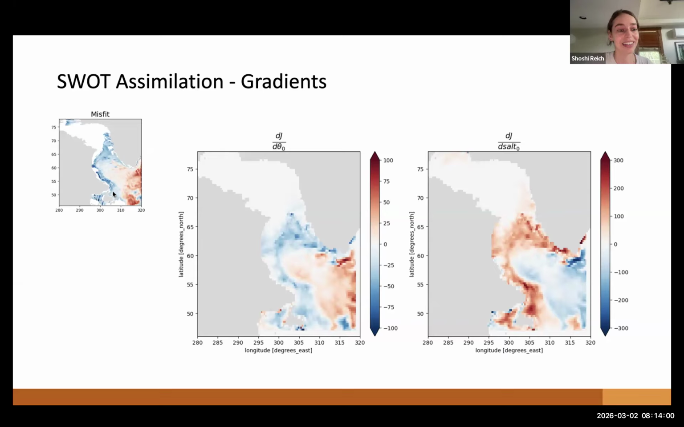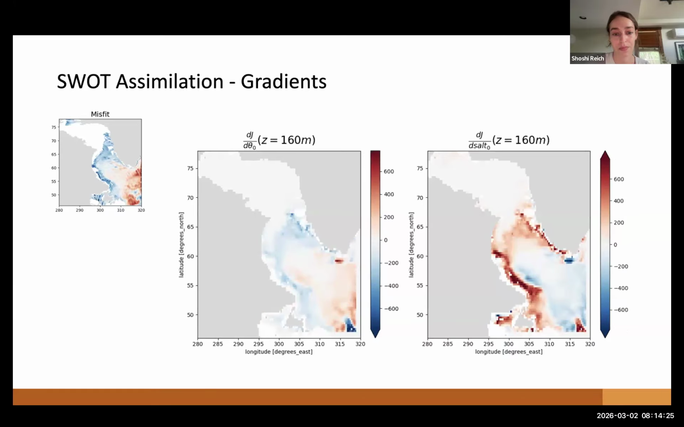If we see here the misfit, I guess starting where it's negative, so our model sea surface height is lower than SWOT. So here in our gradients, in this negative region, to decrease our cost, we would need to increase our initial temperature, get thermal expansion, increase our SSH, and a similar story for salt and in the interior. I'm also getting strong gradients at depth, which is interesting to see, how much that's propagating at depth.